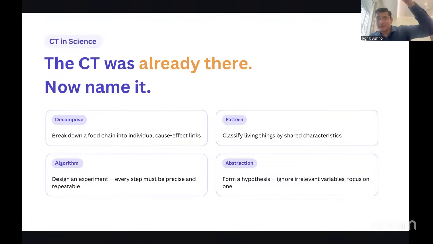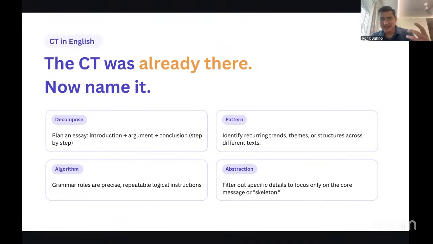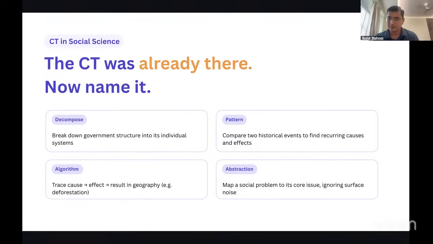आप ये बोलते हो कि S block के elements की क्या properties हैं, you are recognizing the patterns, right? If you talk about English, grammar rules are precise. They have repeatable logical instructions. There is an algorithm behind this, right? अगर आप एक sentence पढ़ते हो, तो you filter out some specific details और बहुत सारे details को you leave out. That is called abstraction. So all these things are already in our subjects, right?